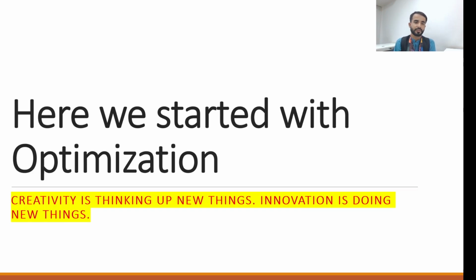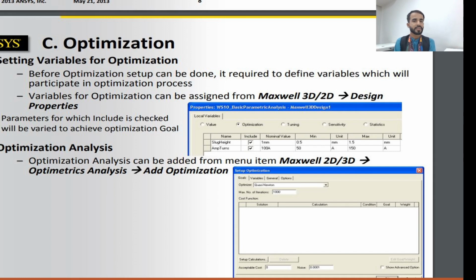Now here we started with our optimization part. So in Ansys Maxwell software, we have an option which is Optimetrics. Inside the Optimetrics, we have four to six sub parts, out of which one part is optimization. So for doing the optimization, firstly, we need to set the variables for optimization, which are going to directly participate in the optimization of the motor, and are going to increase the efficiency of the motor.